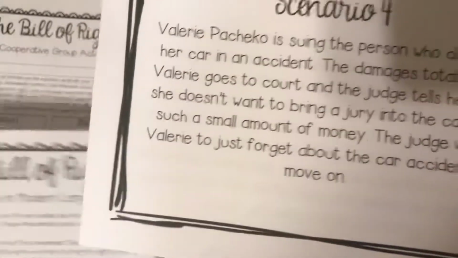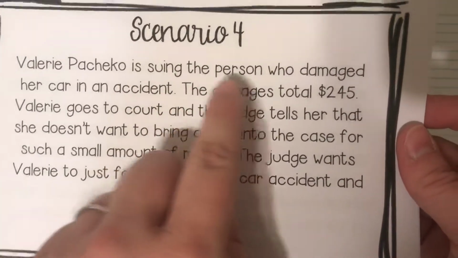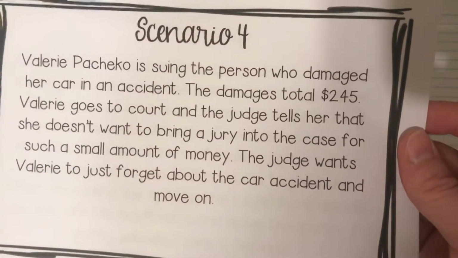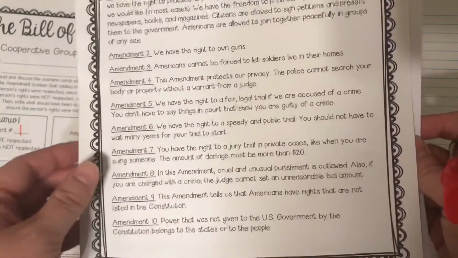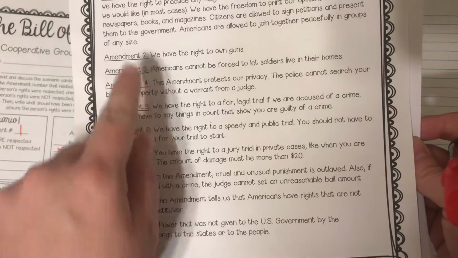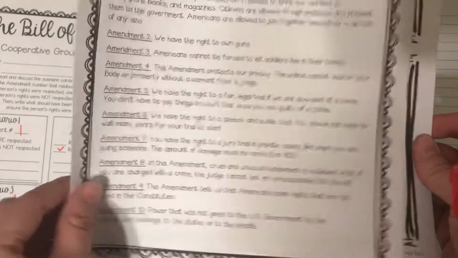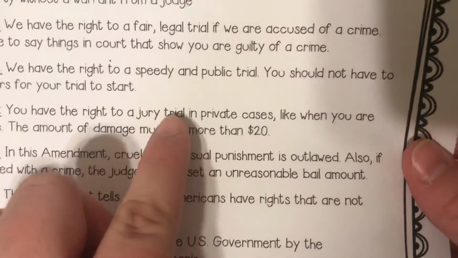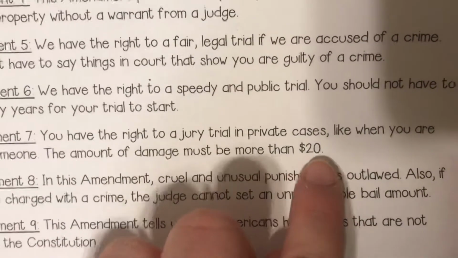So the problem is they don't want to bring a jury involved, but she's trying to sue the person for $245, and she wants a jury to help understand what's going on and give her a verdict. So, which one does this represent? We have to talk about where is the jury. I'm going to scan here, jury, here, jury. So Amendment 7. You have the right to a jury trial in private cases, like when you're suing someone, just like this person. The amount of damage must be more than $20.